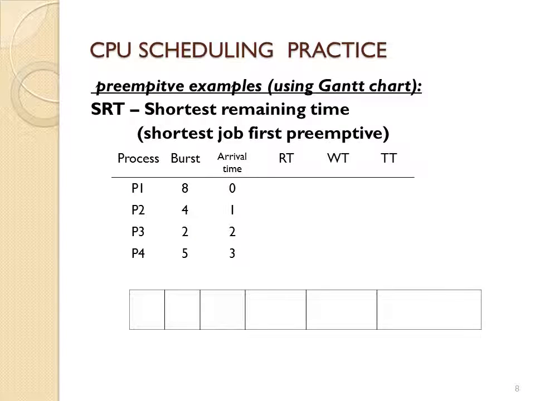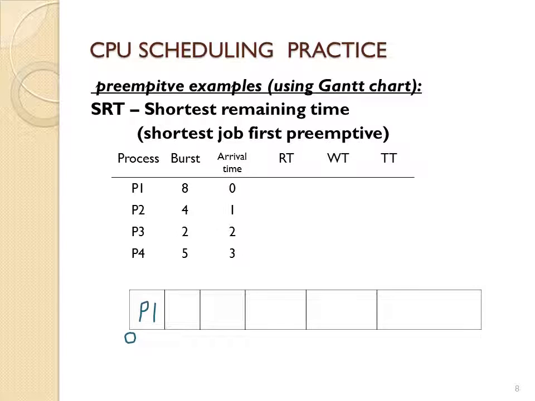This is another preemptive algorithm, but this is going to be shortest remaining time, which is shortest job first preemptive. We have 4 processes, and their bursts, you can see by the table, are 8, 4, 2, and 5, and their arrival times are 0, 1, 2, and 3. So we will start at time 0 with P1 because it's the only one that is in the ready queue.